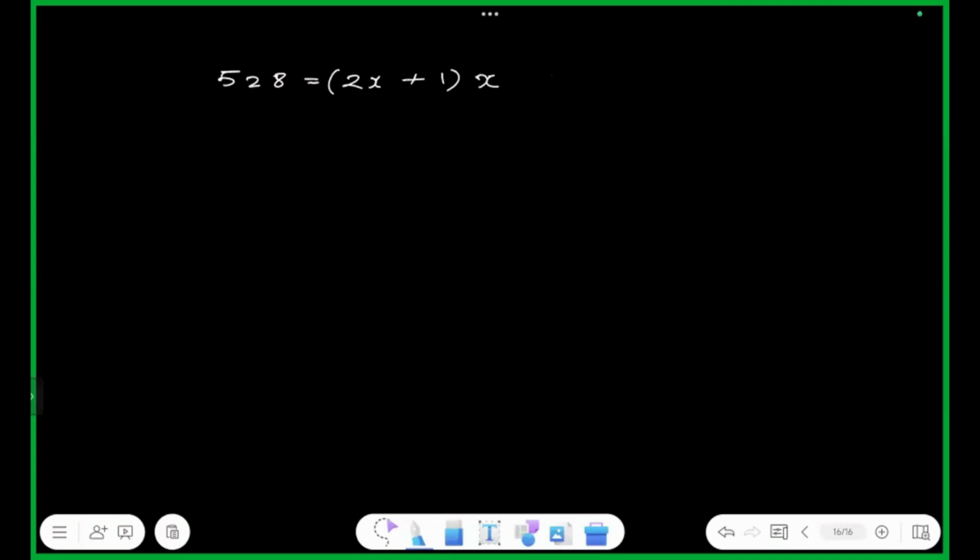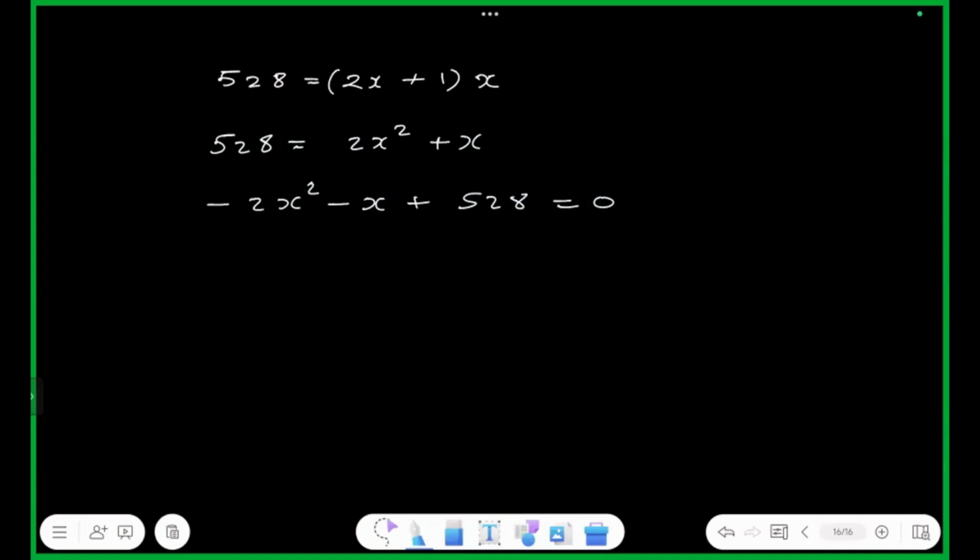Okay. Now actually what I need to find is whether it is in the form of ax square plus bx plus c or not. Our job in the question is to make this a quadratic equation. So do one thing, let us take everything to one side. First solve this and then we will do that. 528 is equal to 2x square plus x. Now let us take everything to one side, and in the RHS we will put 0.